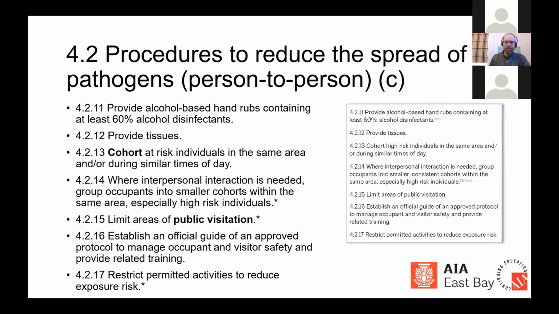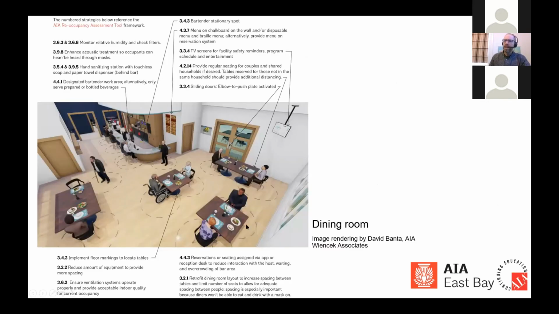Okay, so to reduce the spread of person to person, the word cohorting has entered the lexicon, I think, of all of us during this year, and it's something that we're seeing implemented now, and it's being considered for schools, senior living, and workplaces. And cohorting also corresponds with designing for lower densities. And here's an image from the AIA document for safe senior living communities, and it demonstrates examples that may reduce the spread of pathogens.